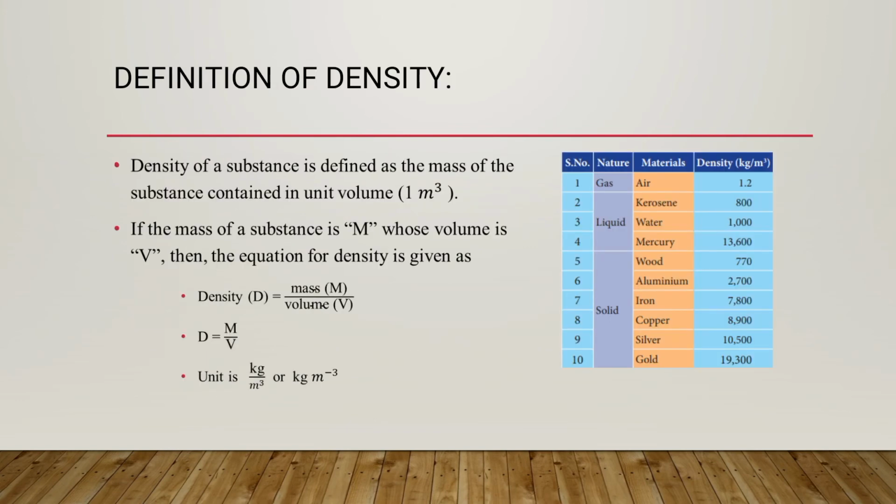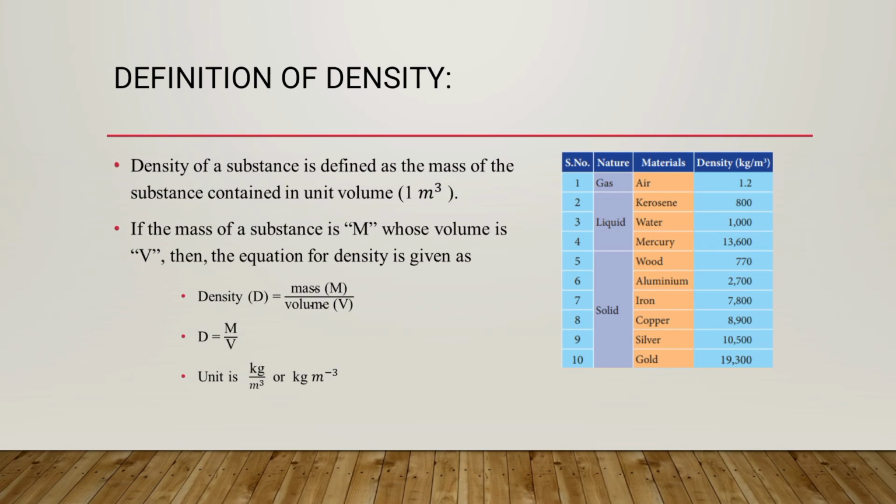Here is the definition of density. Density of a substance is defined as the mass of the substance contained in unit volume, that is 1 meter cube. Unit means 1. So in the previous experiment, the mass of the wooden block in 1 meter cube is less than the mass of the coin in 1 meter cube. So the coin has greater density.